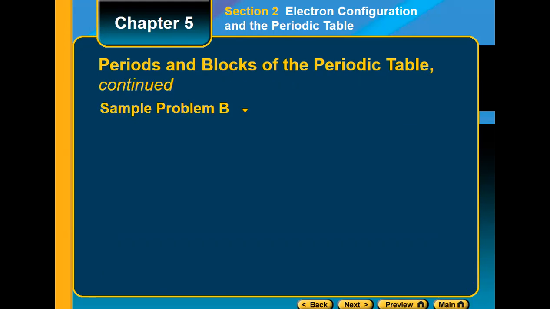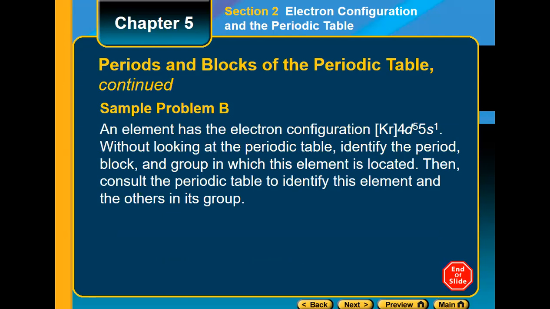So here, let's find how we could locate an element in the D block. We said that he asks you about an element that has the electron configuration, for krypton, 4D5 and 5S1. Without looking at the periodic table, identify the period, block and group of this element. So how could we answer a question like this? Actually, guys, we have here a way to answer the question.